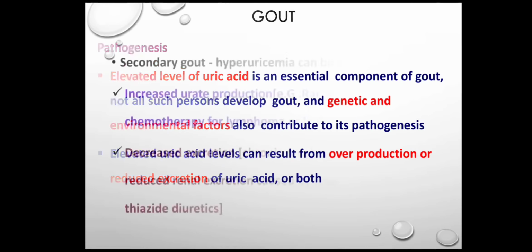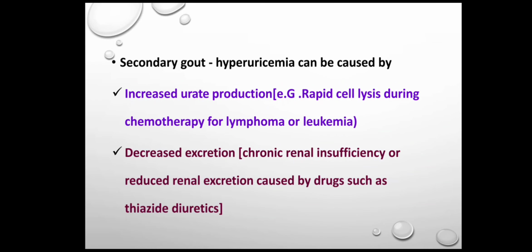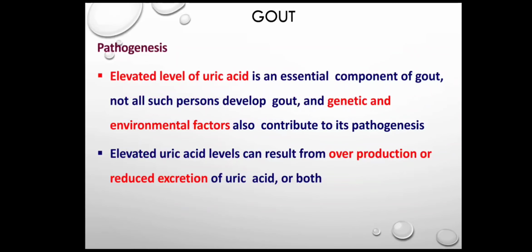Secondary gout can also be due to congenital defects like Lesch-Nyhan syndrome, which is complete absence of HGPRT, which will lead to increased uric acid production and increased uric acid excretion. So both will increase, production as well as excretion.